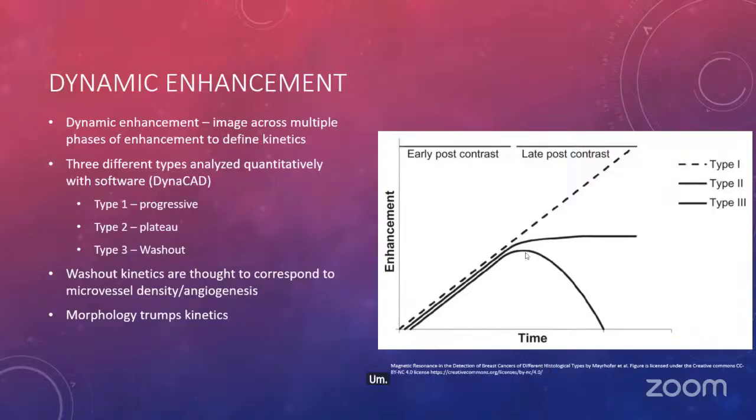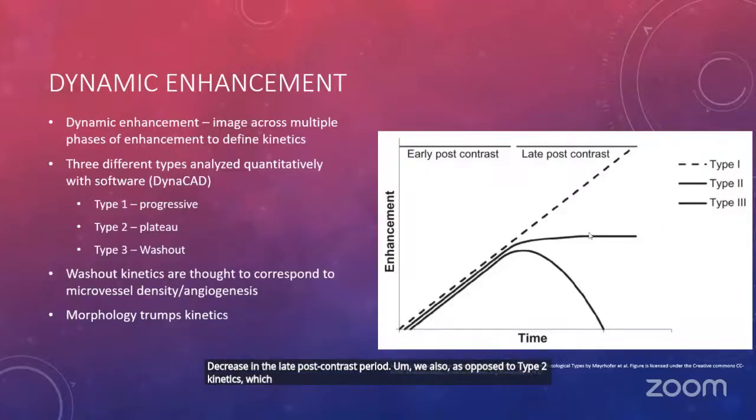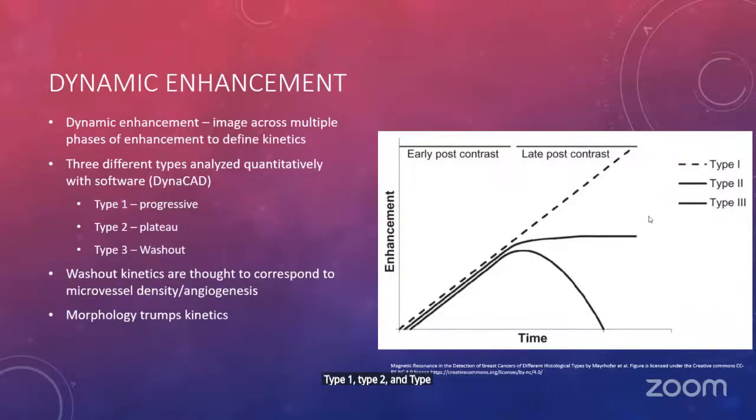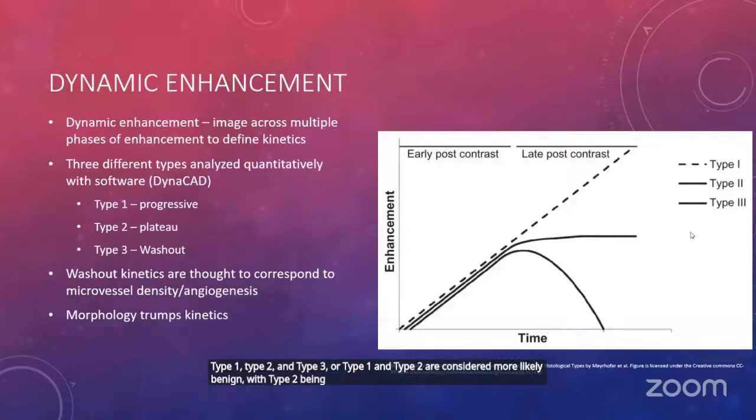We basically look for kinetics that peak and then decrease in the late post-contrast period. This is as opposed to type 2 kinetics, which rise and then hold steady in their enhancement, and then progressive, which is constantly increasing in enhancement. Type 1 and type 2 are considered more likely benign, with type 2 being intermediate suspicion.